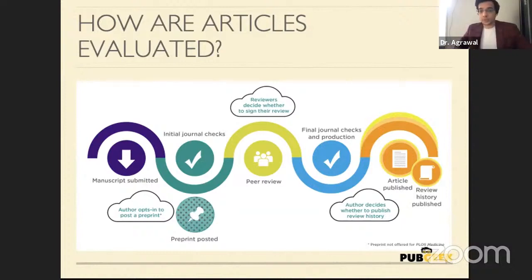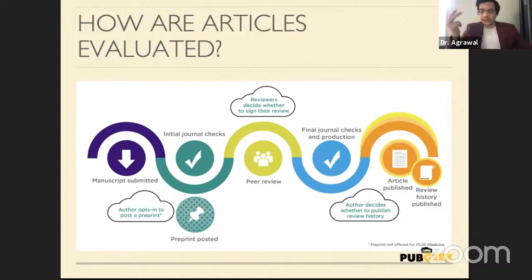This process involves your peers, that is your colleagues, judging whether the article you have submitted is technically sound, has novel ideas to the subject, and if the wider audience or people who are practicing this particular specialty would gain something from your article, right?